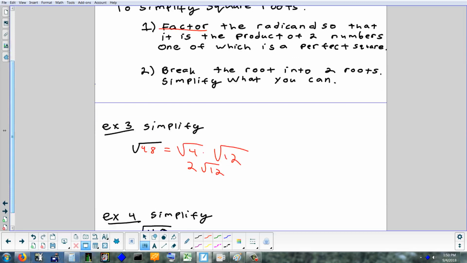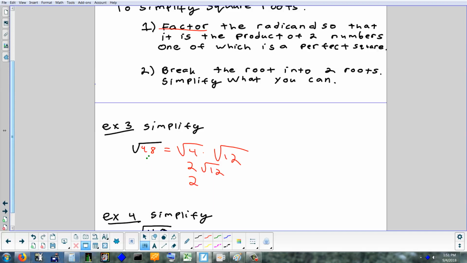Now, look at 12. Can we break up the square root of 12 at all? Right. If you find you have to do it again, that means we didn't pick the biggest number to start with. We could have done 16 times 3 for 48, and that would have done the whole problem in one step. But breaking it up this way and doing it in 2 steps, it's perfectly fine.